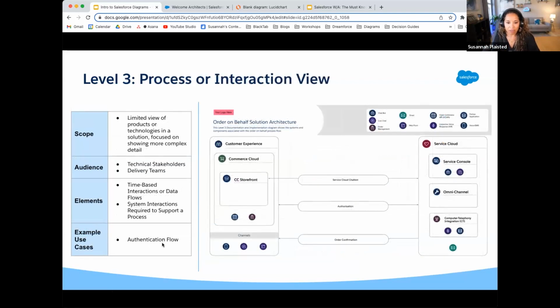Level 3, same deal as marketing, sales, and strategy. We get into a specific process, like an example of this might be an authentication flow, like we saw in Matt's presentation. The elements of this that are a little bit different again are that time-based interaction. So the directionality of this becomes really important. So what happens between the systems instead of the people in that order on behalf of solution architecture.